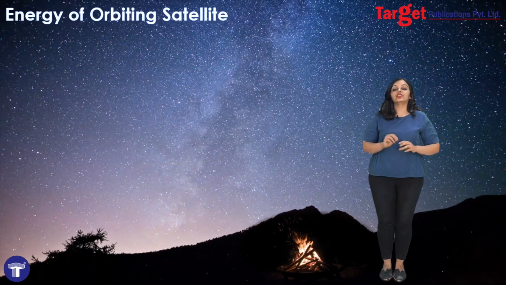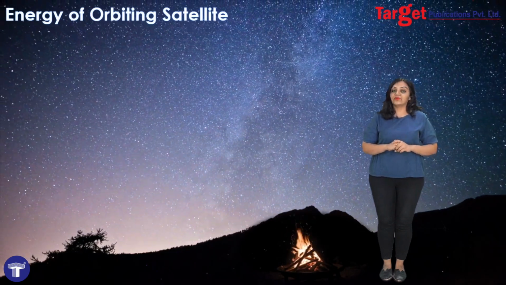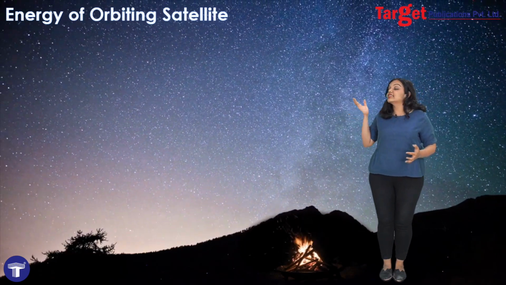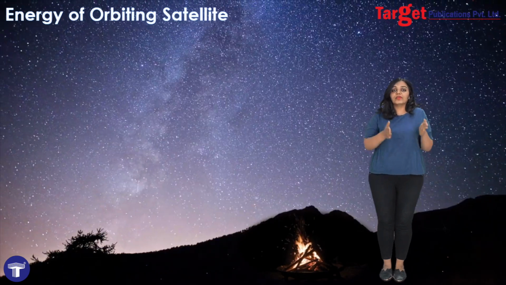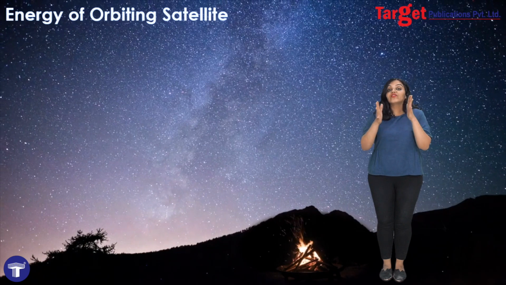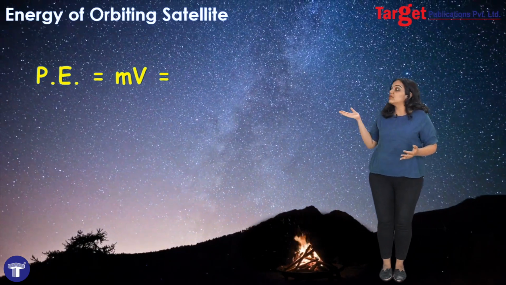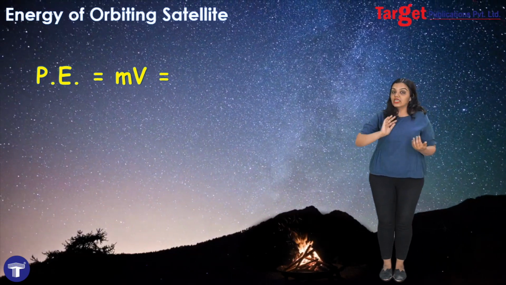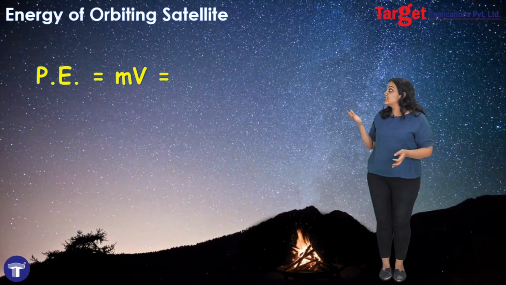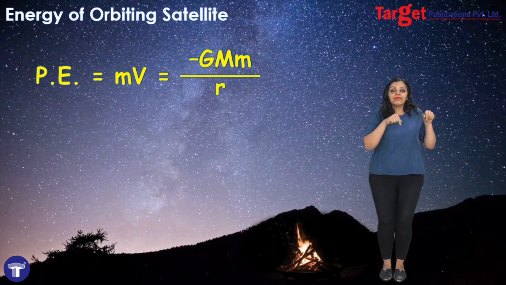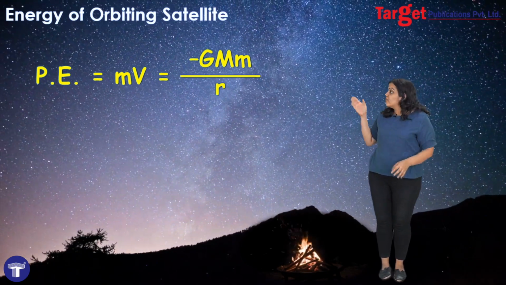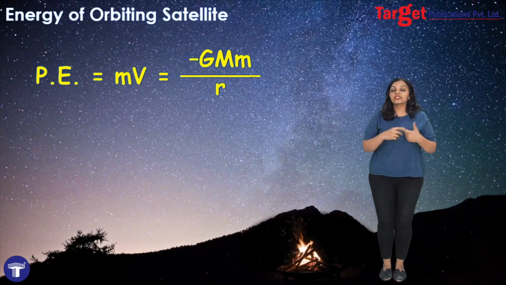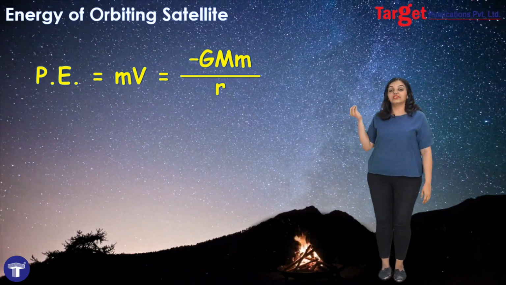So if I try to tell you what is the energy of the orbiting satellite, the first type of energy that it possesses is the potential energy. And since it's only moving under the effect of gravity, this potential energy is the gravitational potential energy. Gravitational potential energy is nothing but the mass of the satellite multiplied by the gravitational potential. So I can say it is m into V, where V is the gravitational potential. And we already know, because we've learned this previously, that the gravitational potential is minus GM upon r, and multiplying this by the mass of the satellite, small m, gives that the potential energy is minus GMm upon r, where capital M is the mass of the earth, small m is the mass of the satellite, and r is the distance of the satellite from the center of the earth.